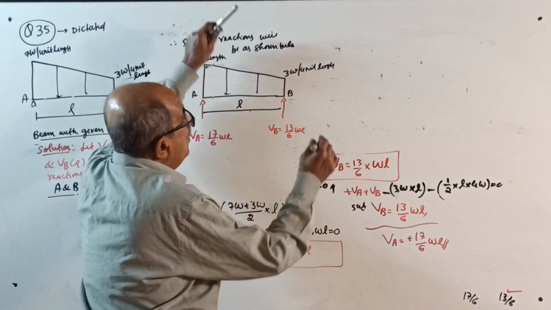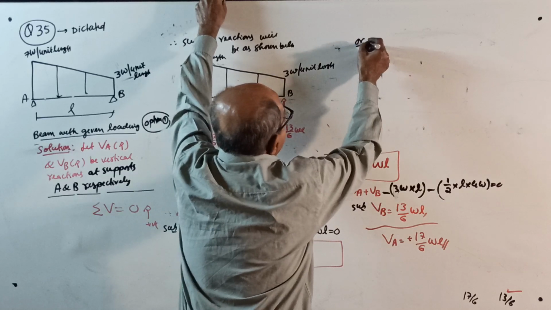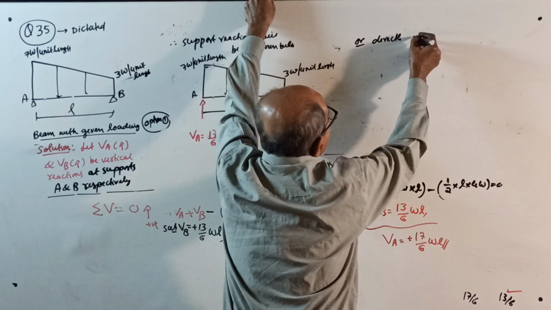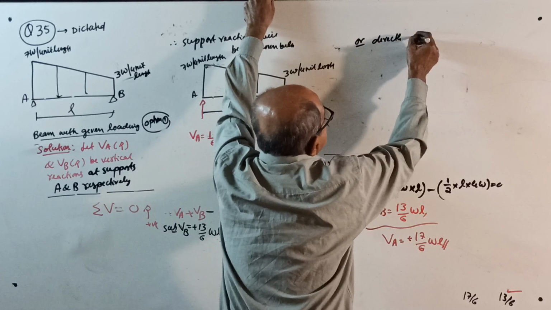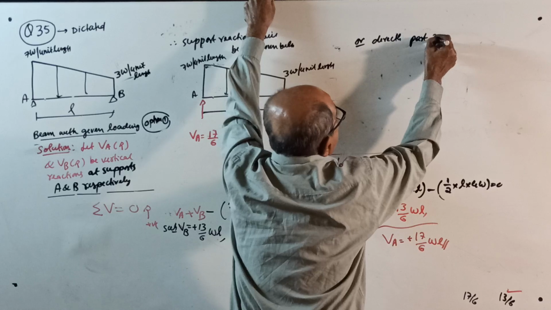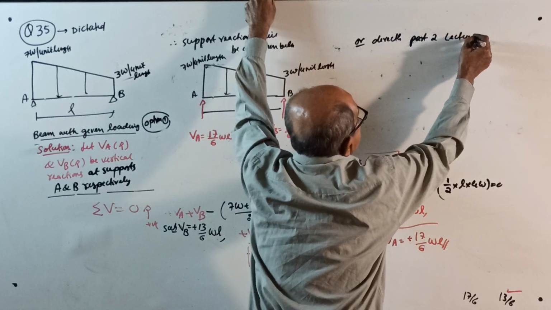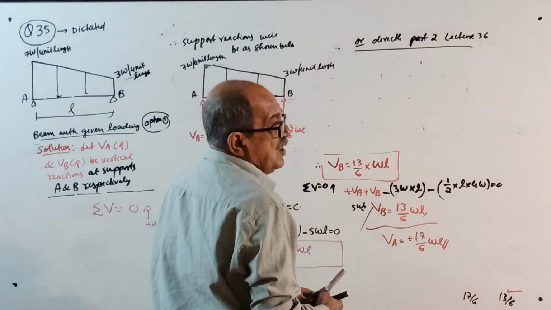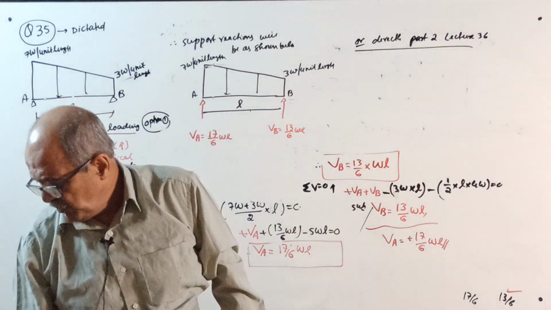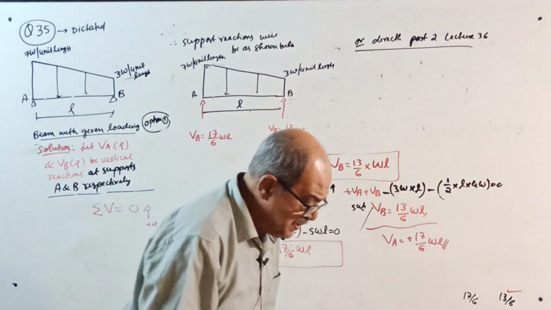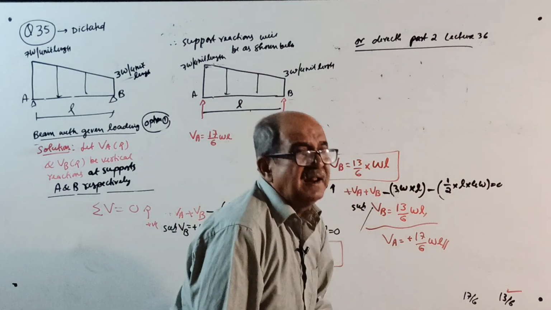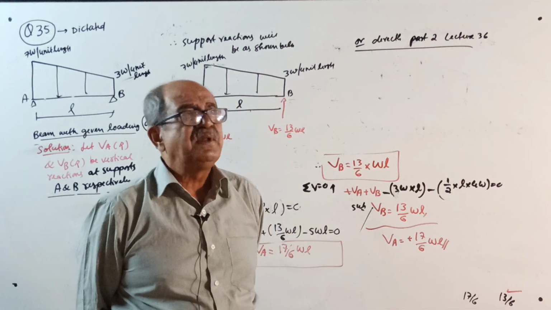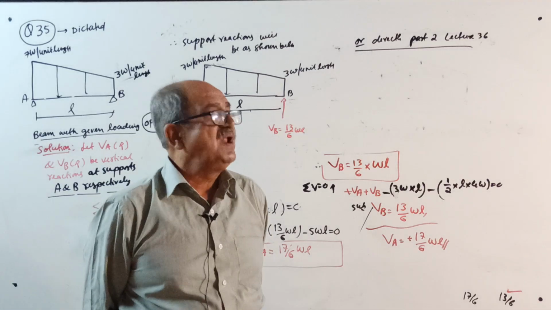Answer. Now, directly, means part 2, lecture 36, shortcut. But remember, to apply the shortcut, we need only one load. So you should not split into rectangle and trapezium. It's a rectangle and triangle. Those people who are afraid of trapezium, they want to split into rectangle and triangle.